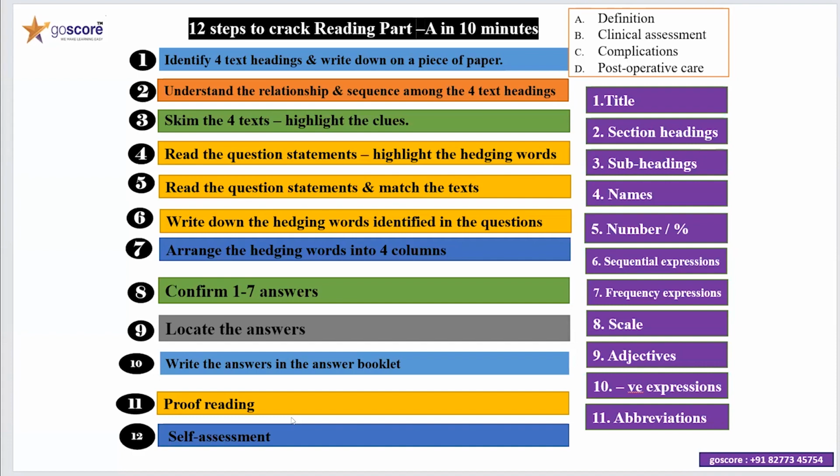Otherwise, you can just write 15 minutes and how many questions you are completing. If you're completing 10 questions in 15 minutes and you are getting 8 marks, then your score is 8 out of 20, not 8 out of 10. That one you have to remember. Then according to that, you can know how you are improving in your reading part.